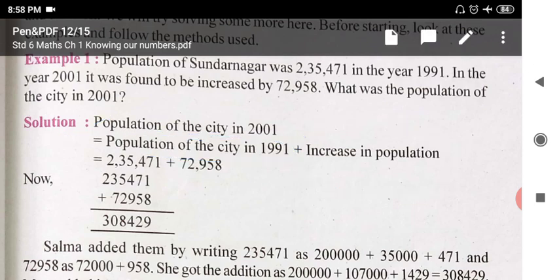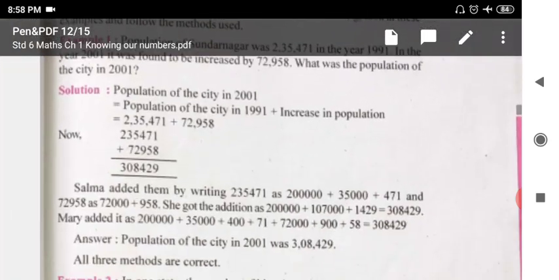So let us say here population of the city in 1991, 2,35,471 plus 72,958. Now when we add these both numbers we will get the answer as 3,08,429. So this was the population of the city in 2001.